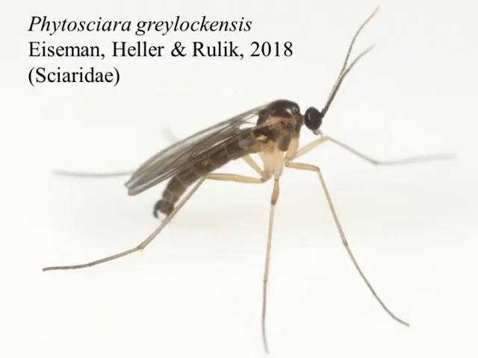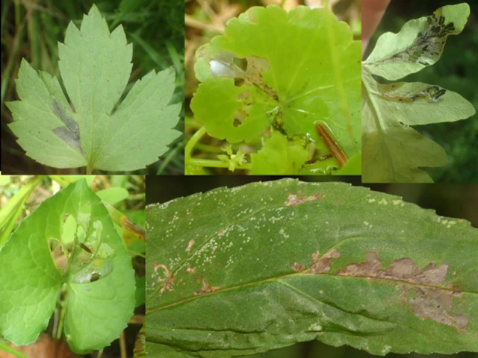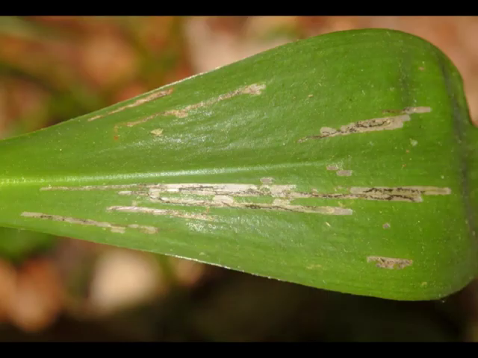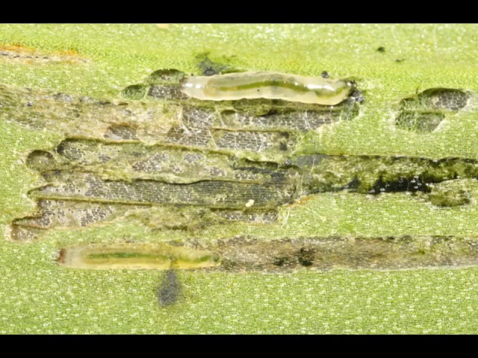The other species is Phytocyara graylockensis, which I found near the summit of Mount Greylock in western Massachusetts, where it was feeding on leaves of blue-bead lily, but I've since reared it from several totally unrelated herbaceous plants: monocots, dicots, and ferns. So the species is a generalist. The larvae start out as leaf miners. You can see a few larvae there in the backlit view. But then they transition to feeding externally on the lower surface, and this is known as window feeding, when an insect consumes all of a leaf except for one epidermis, which is left as a transparent window.